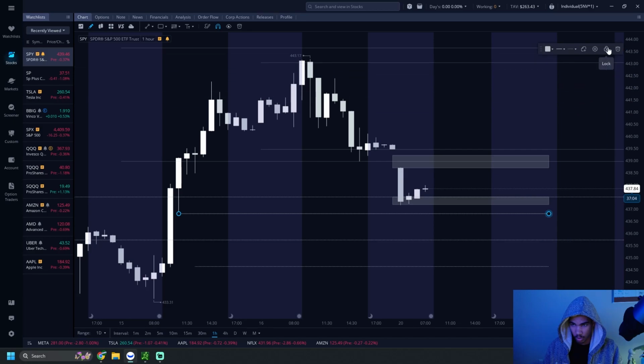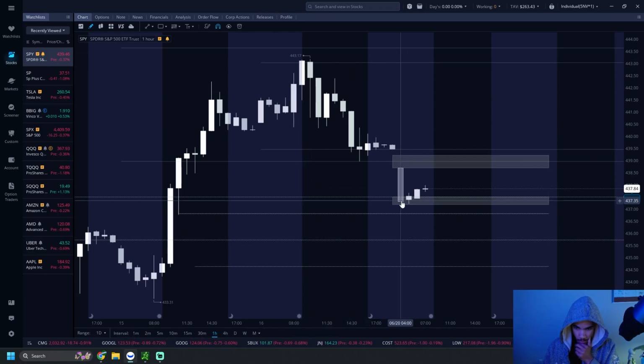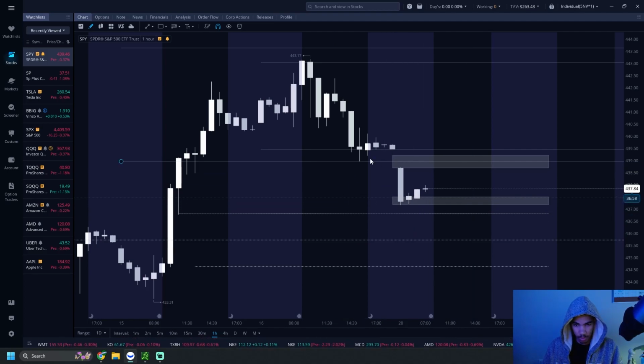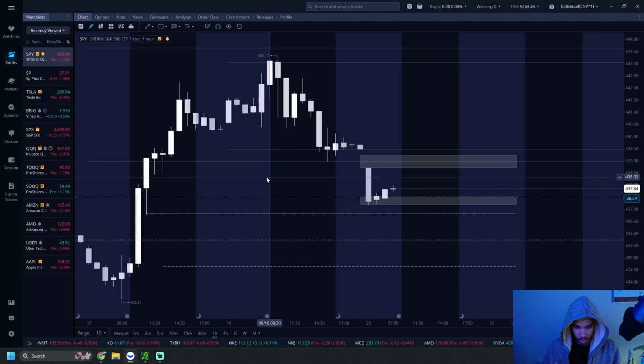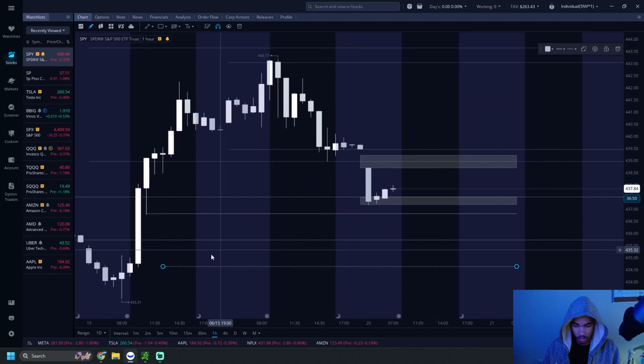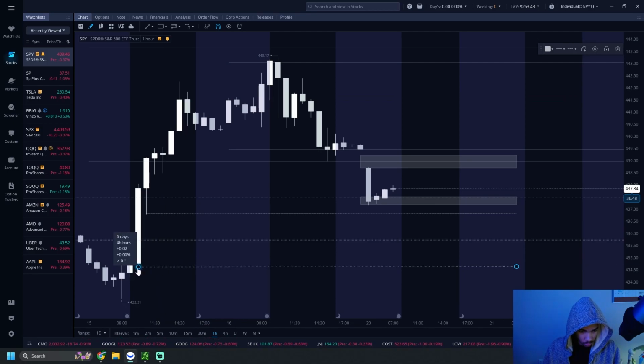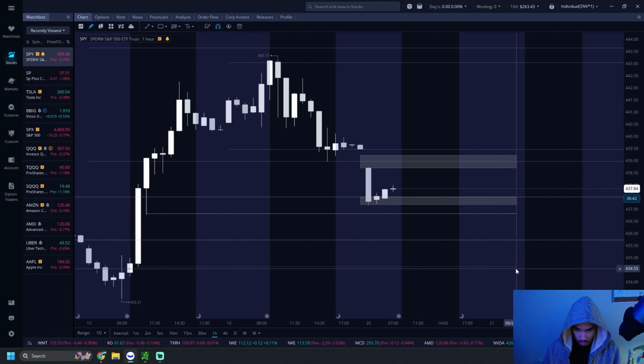We can change to a dotted line. It's a little bit of a different dotted line. It doesn't really matter. At the end of the day, it's just a spot where price could potentially go. And I think this is going to be it, to be honest with you. I really shouldn't be adding more lines than what I have now.